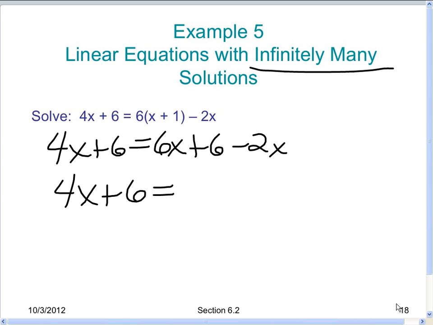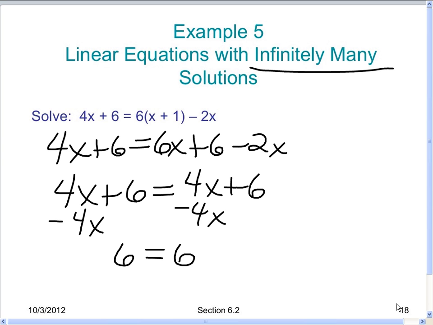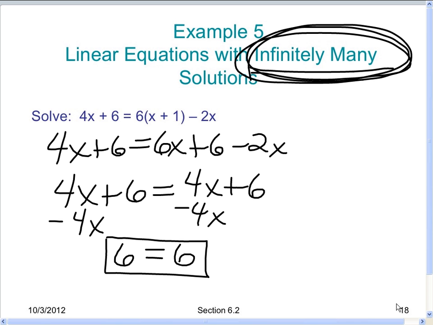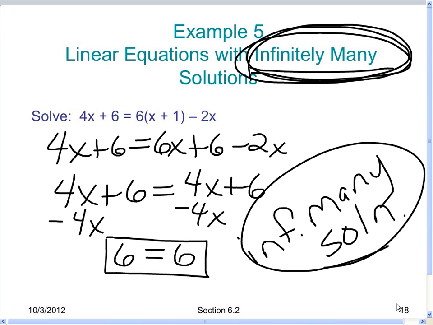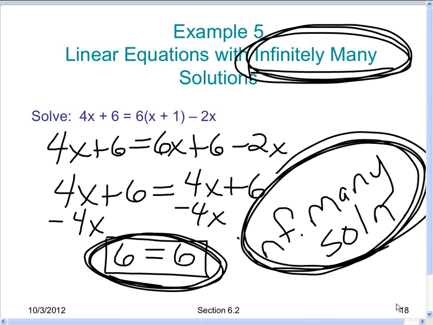So 4x plus 6, distribute the 6, combine like terms, 6x subtract 2x is 4x, get the x's on the same side. Notice again the x's disappear, but this time I get 6 equals 6. So this time the answer is infinitely many solutions. Yes, you do have to write out, you can abbreviate infinite, infinitely many solutions. Do not tell me 6 equals 6. That's not the answer. The answer is infinitely many solutions.